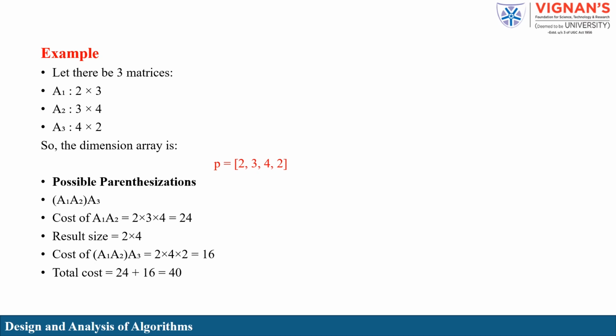First, we calculate the cost of multiplying A1 and A2. That cost is 2 multiplied by 3 multiplied by 4, which gives 24. After multiplying A1 and A2, the resulting matrix size becomes 2 cross 4. Next, we multiply this result with A3. The cost of this multiplication is 2 multiplied by 4 multiplied by 2, which gives 16. Finally, we add both costs. 24 plus 16 gives a total cost of 40 scalar multiplications.